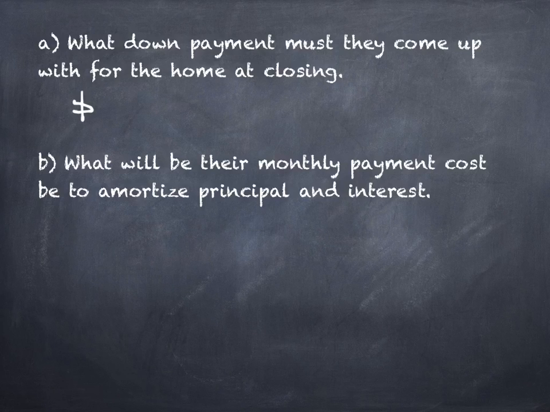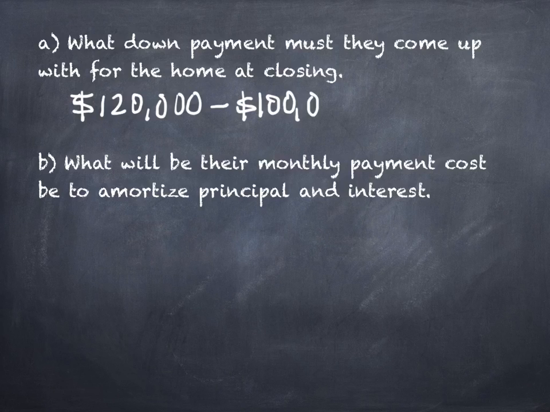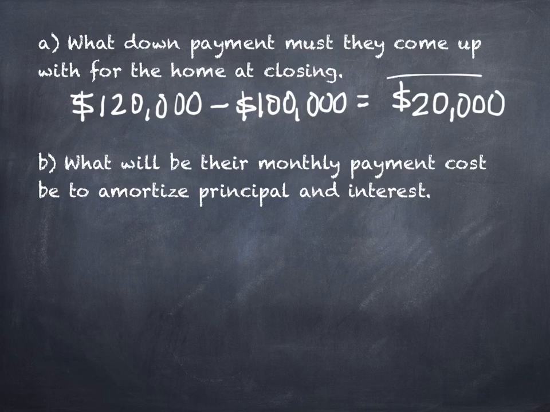So we would take the $120,000 that the house costs, and we would subtract off the $100,000 that they are able to loan out, which means at minimum they would have to come up with $20,000 for their down payment. Right, so they could come up with more, obviously, and take a lesser loan, but this is what they are going to be shooting for at a minimum.